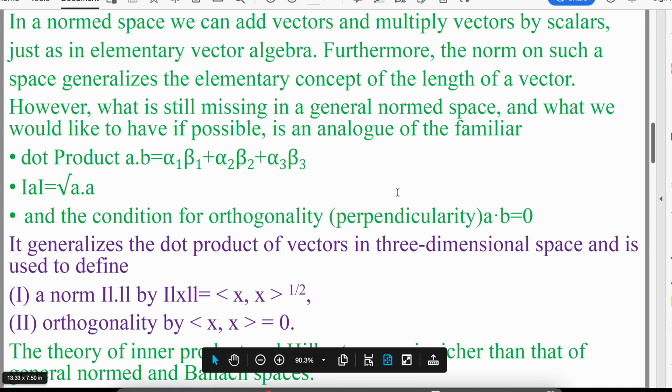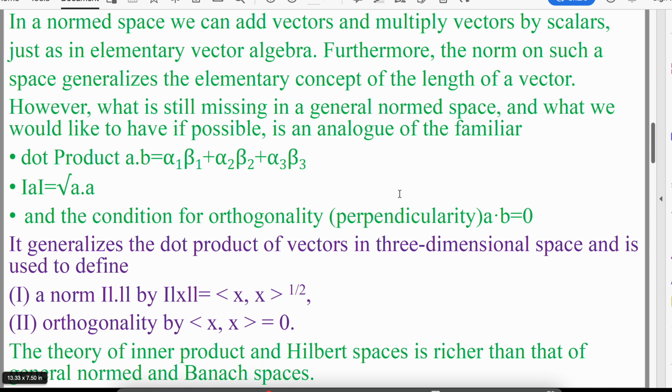In norm spaces, we can add vectors, multiply vectors by scalars, just as in elementary vector algebra. Further, the norm on such a space generalizes the elementary concept of length of a vector. However, what is missing in a general norm space? What we would like to have, if possible, is an analog of the familiar dot product. How do we find the dot product?